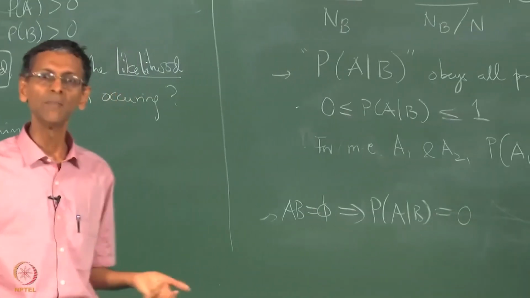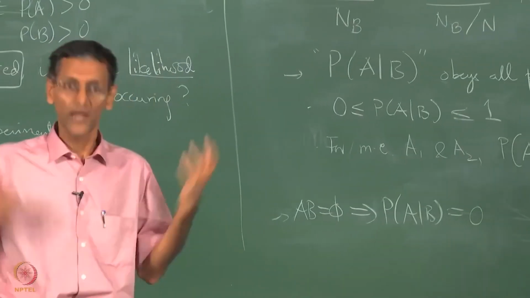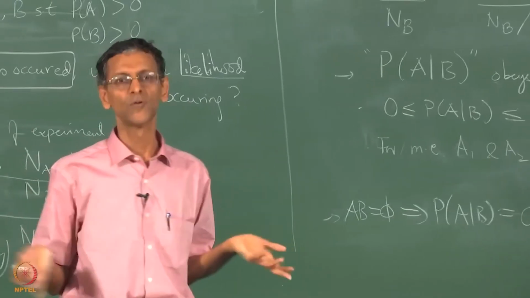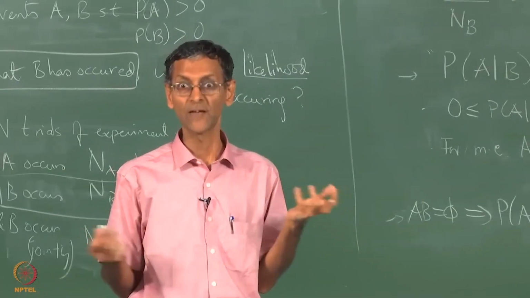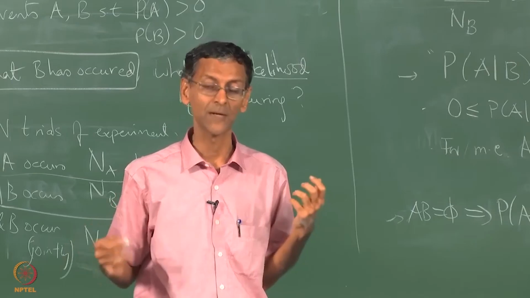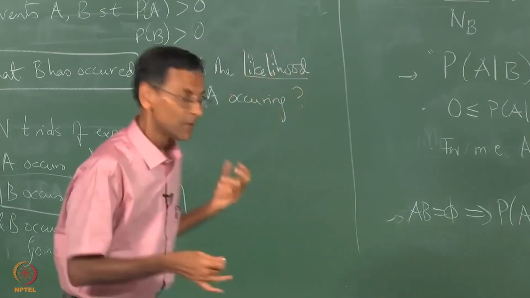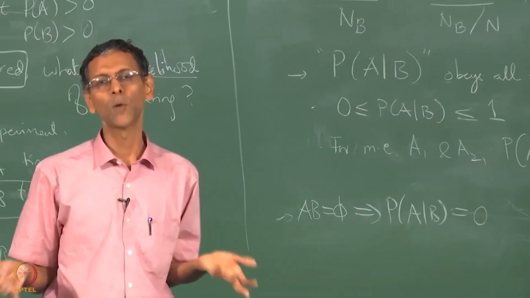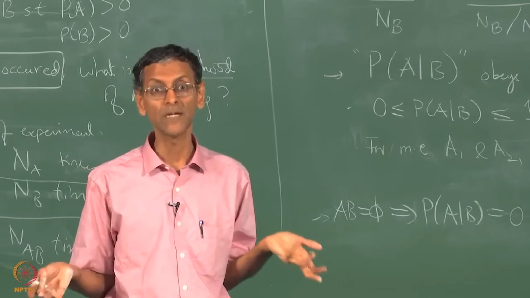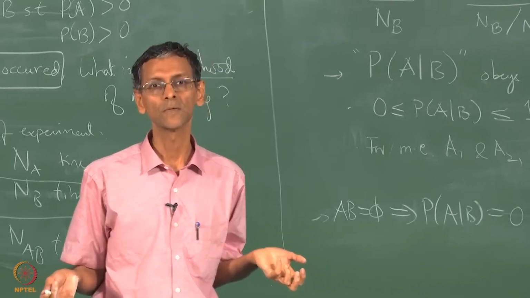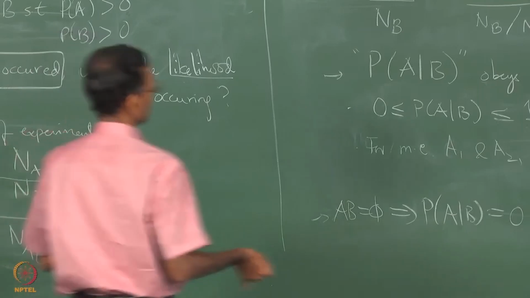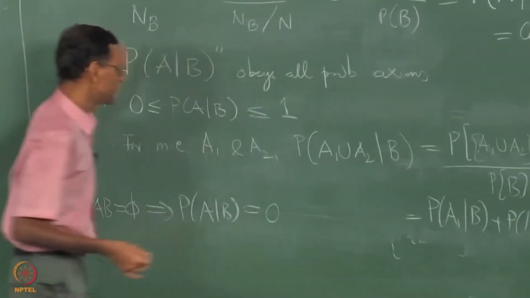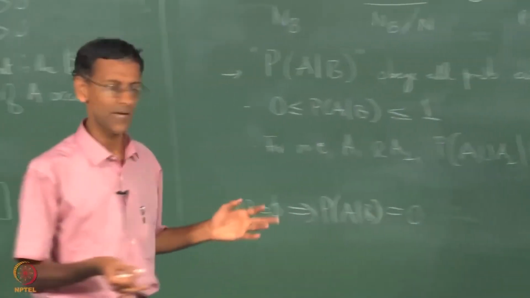So there is no problem in defining P of A given B for any A in the collection of sets that we have in the sigma algebra, or sigma field. So we really do have a completely consistent set of probabilities now, all conditioned on B.